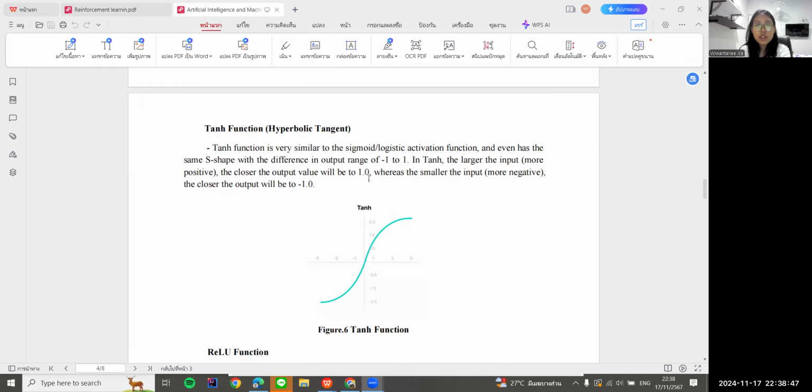The tangent function, or hyperbolic tangent, is very similar to the sigmoid function and even has the same S-shape, with a different output range of -1 to 1. The larger the input, the closer the output value will be to 1.0, whereas the smaller the input, the closer the output will be to -1.0.